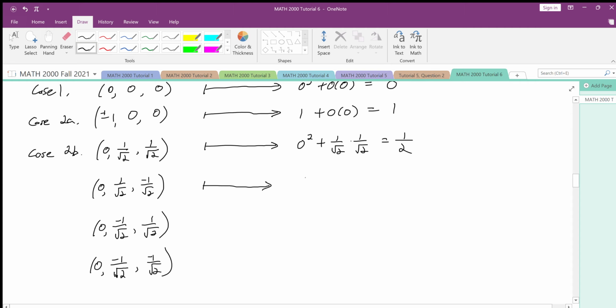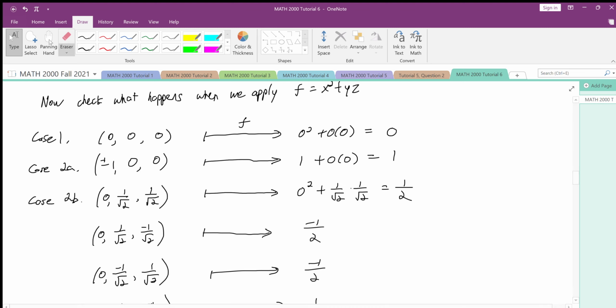And let's continue with this. Same idea, you're just going to get minus half. Here you're going to get minus half as well. And here you're going to get positive half. So by our analysis of case 1, case 2a, and case 2b, we see that 1 is the absolute maximum. We see minus 1/2 is the absolute minimum, and it occurs twice.